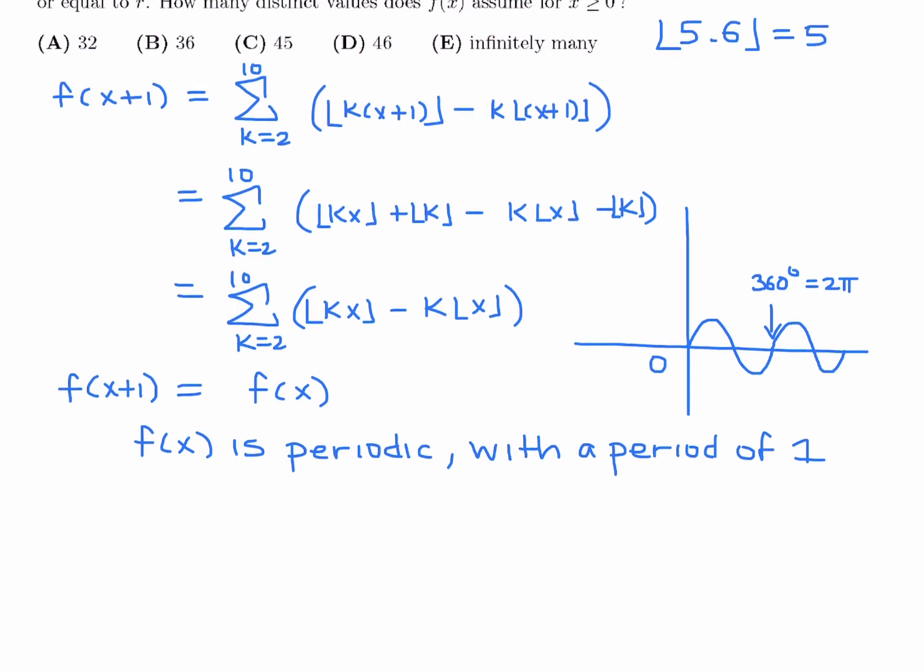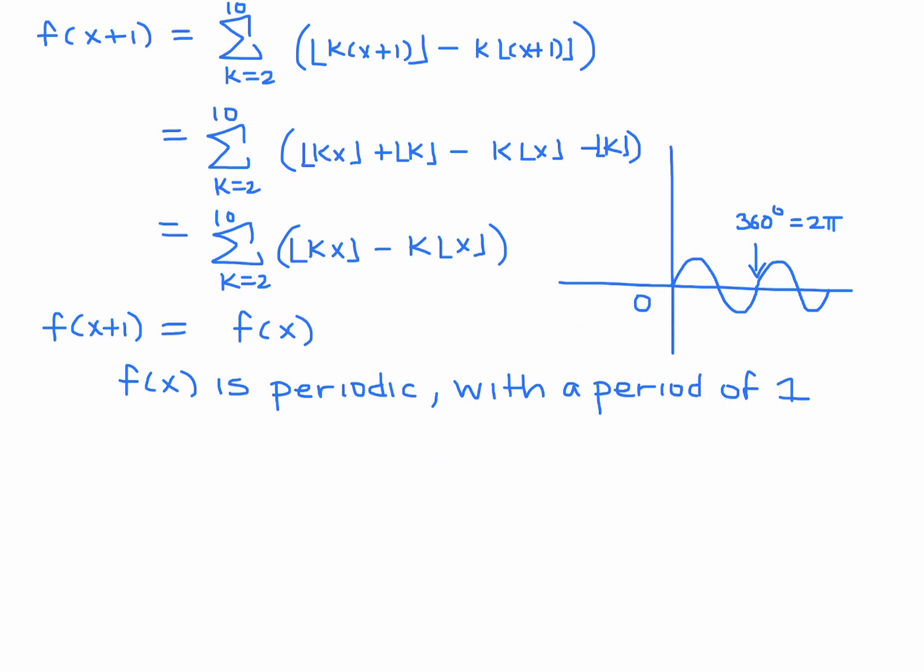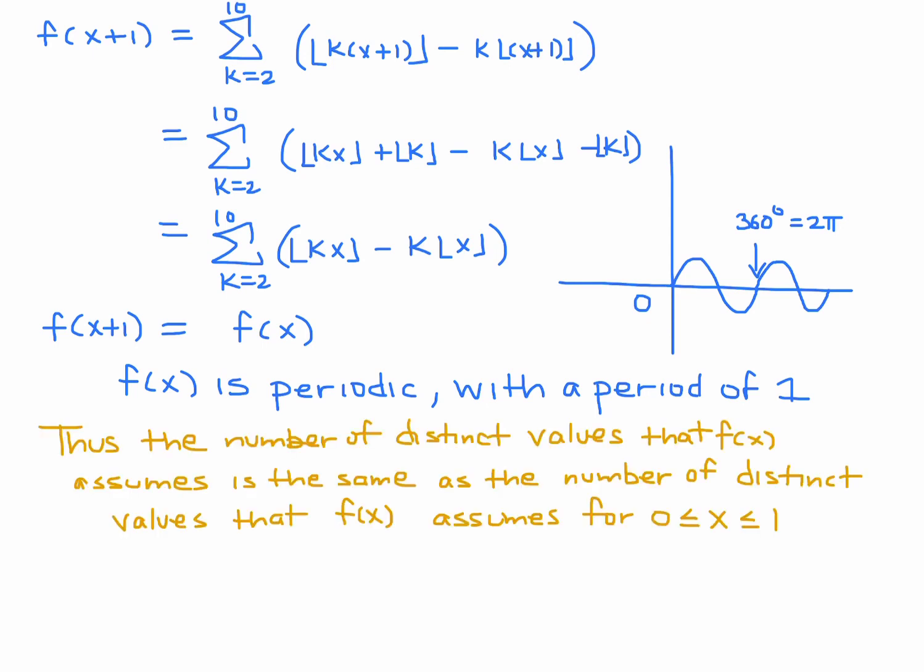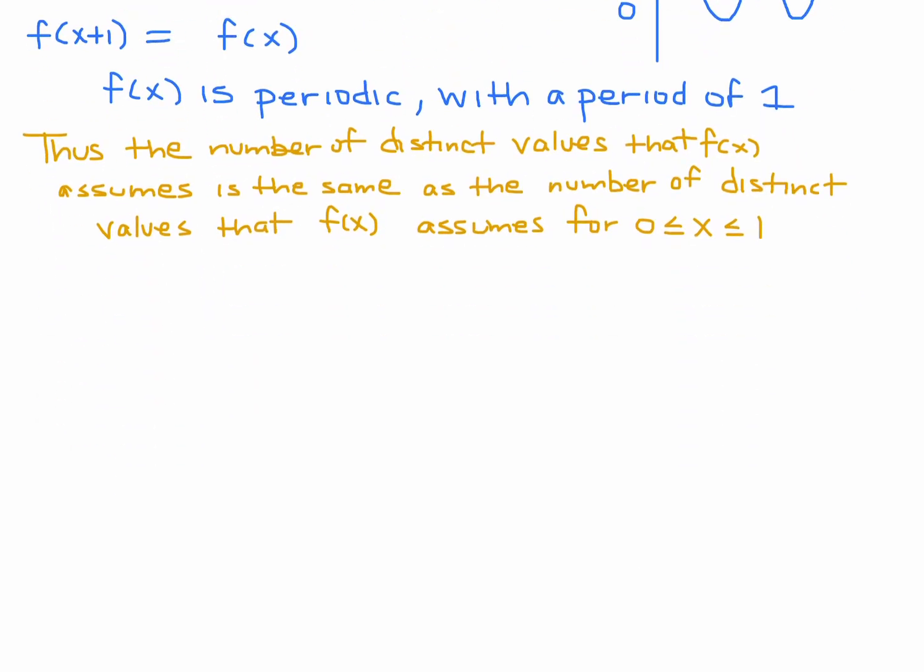Okay, so now we must move forward with this important piece of information. That means all the values that you need to know for f of x are really just between 0 and 1. Just like how in the sine graphs, all the values you really need to know would be between 0 and 2 pi, because the rest is always the same. So in a sentence, the number of distinct values that f of x assumes is the same as the number of distinct values that f of x assumes in that period from 0 to 1. All right? So hopefully that makes perfect sense.